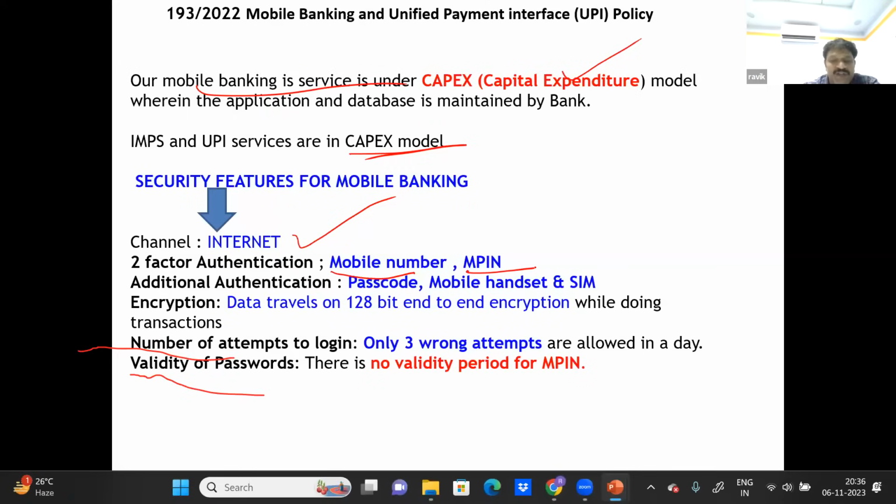Then additional authentication also we will give. What is that? You know that: passcode, mobile handset, and SIM. These are the additional authentications. Then encrypted travel. It will travel with 128-bit end-to-end encryption. Number of attempts, already we discussed, 3 attempts. Validity of password: no validity of MPIN. MPIN, there is no validity in mobile banking. UPI validity is there, but in mobile banking, no validity.